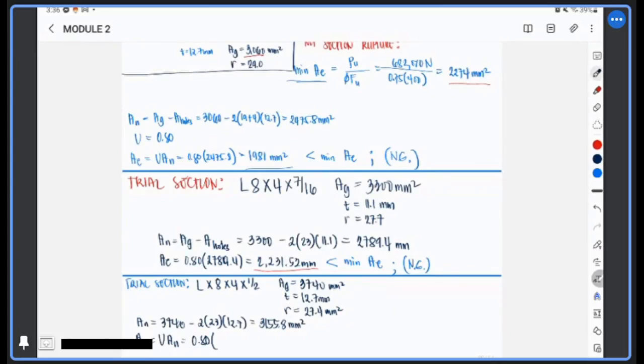0.8 of 3,155.8. Okay, please compute. That's equal to 2,524.64 square millimeter. So it is now greater than our minimum effective net area. So papasa na siya.